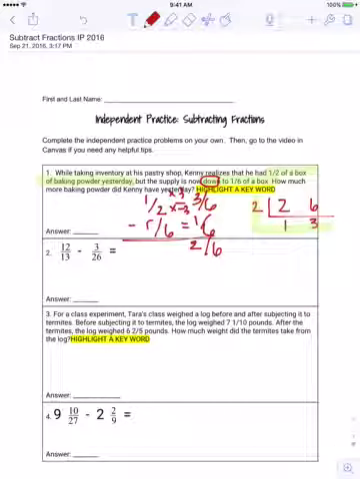And 2 and 6 are two even numbers, so I know I can divide both of them by 2. So that gives me 1/3. So my answer is 1/3. And how much more baking powder? So we had 1/3 more baking powder.